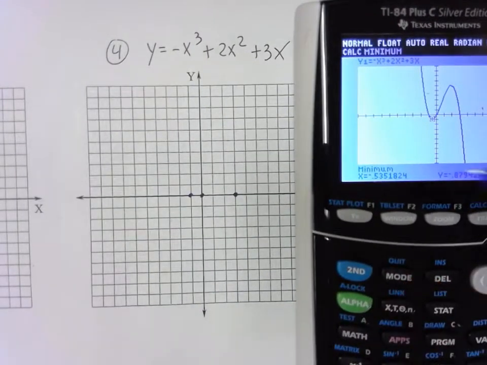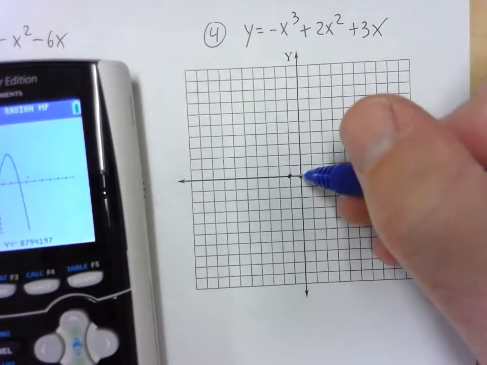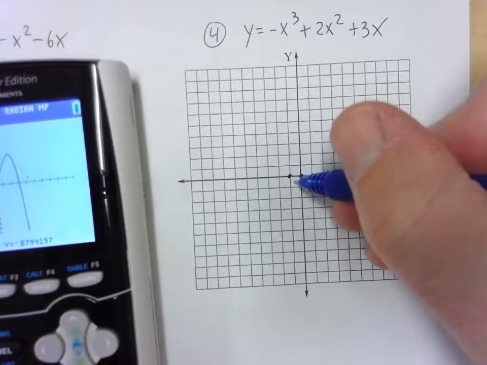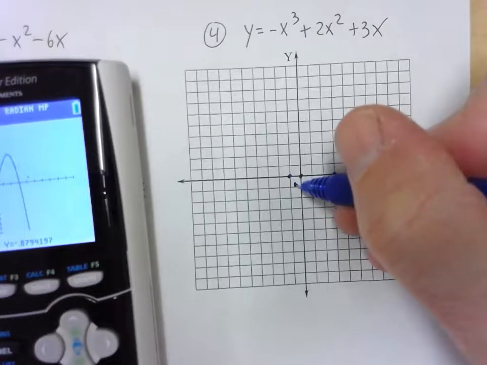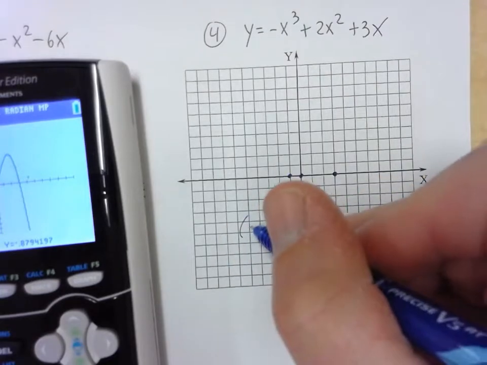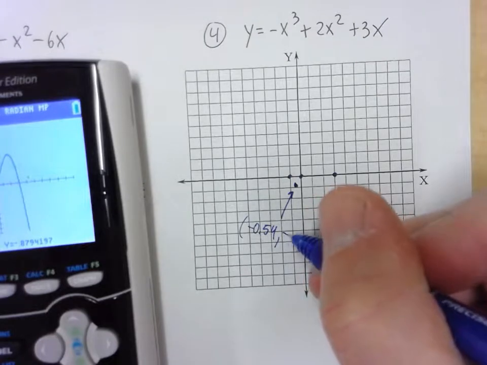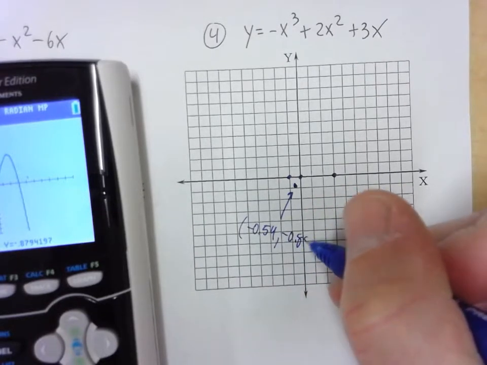Okay. So around -0.5 and around -1-ish. So I'm going to go over -0.5-ish and kind of close to -1. About there. Okay, and I'll put the point here, I'll label it -0.54 and -0.88.